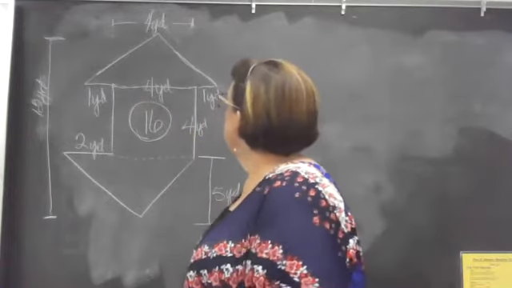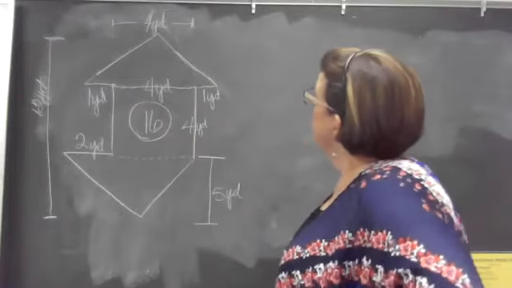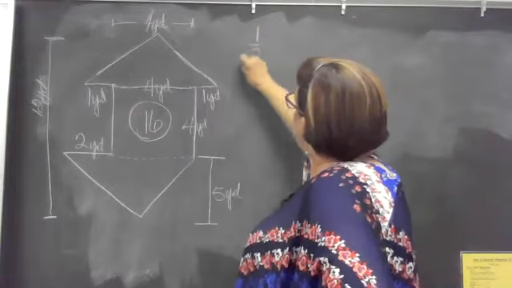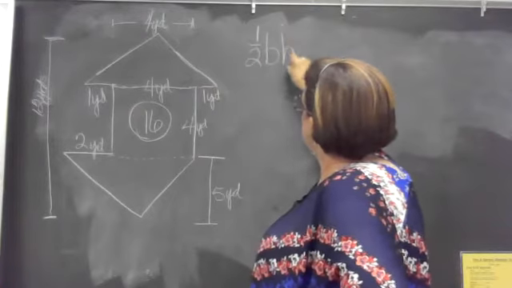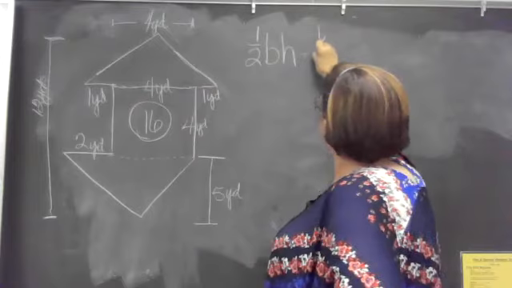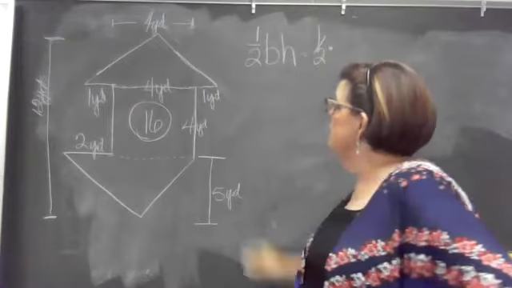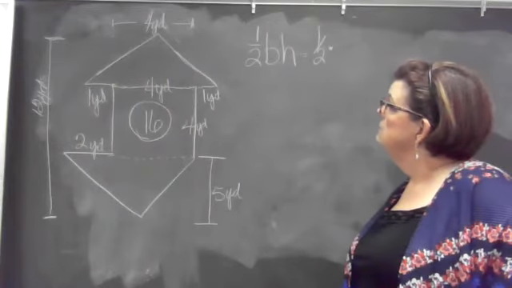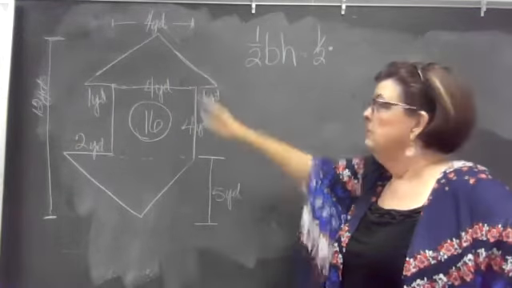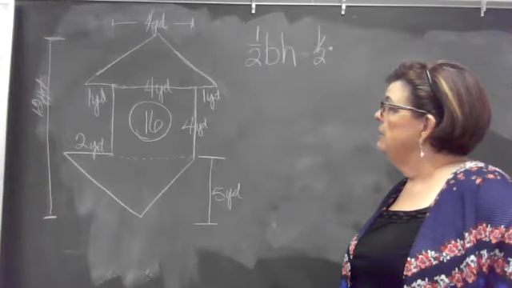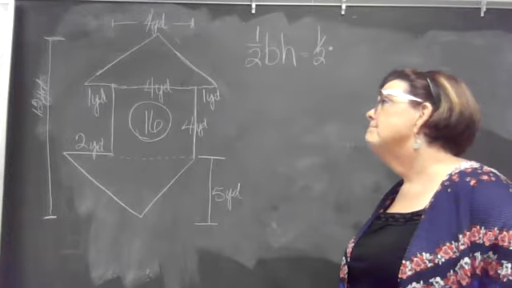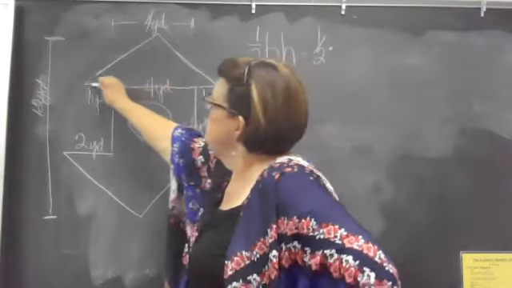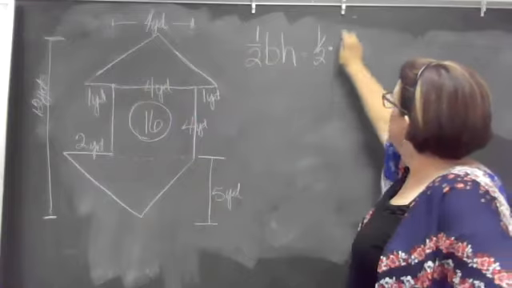Okay, let's tackle the top triangle. The top triangle is going to be 1/2 the base times the height. So that equals 1/2 times. Now we've got to decide what the base of this triangle is. We're talking about this top triangle. How long? 4, 5, 6. Yes. 6. Here's 1 plus 4 is 5 plus 1 more is 6. So that's the base of the top triangle.